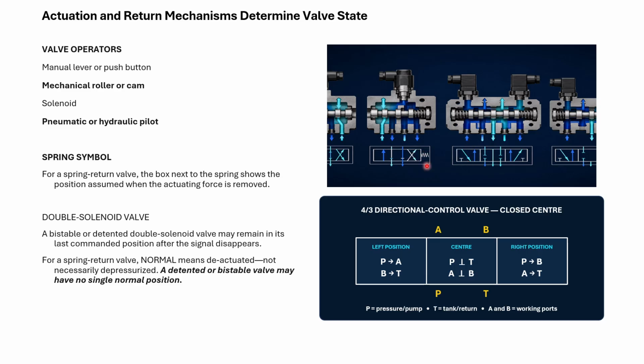Spring symbol, see here. For a spring return valve, the box next to the spring shows the position assumed when the actuating force is removed. Double solenoid valve: a bistable or detented double solenoid valve may retain its last commanded position after the signal disappears.